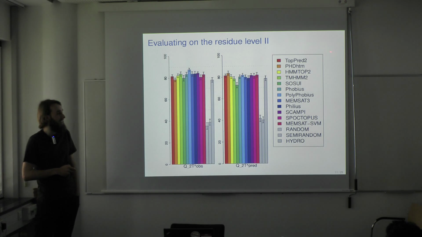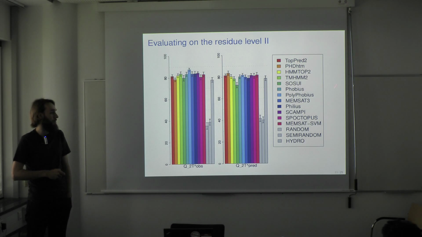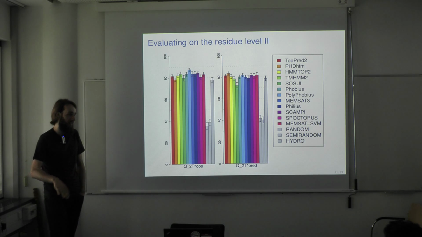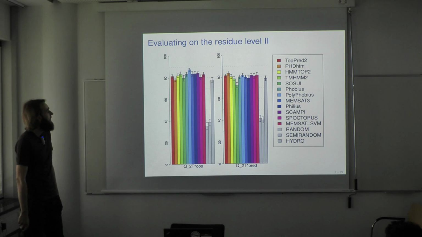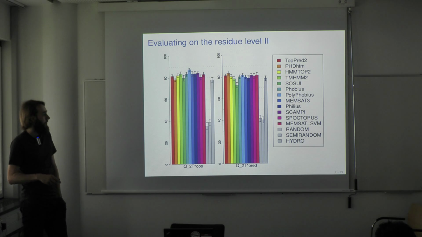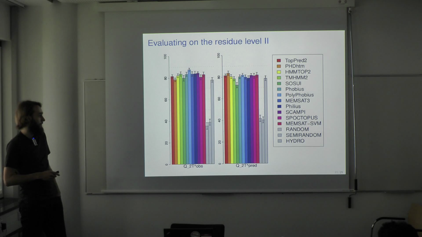It is sorted by the publication date of the method. So TopRed 2 is the oldest one. MEMSAT SVM is the most recent one from 2009, I believe in this case. And then in gray are our 3 baseline predictors that I mentioned at the start, right? So here we have our 2 scores from the slide before. Again, this is recall, this is precision.